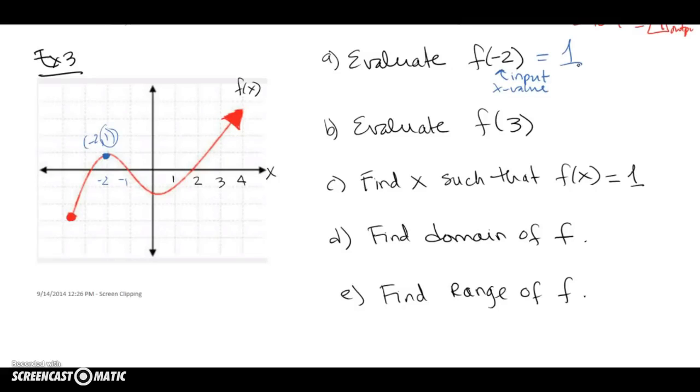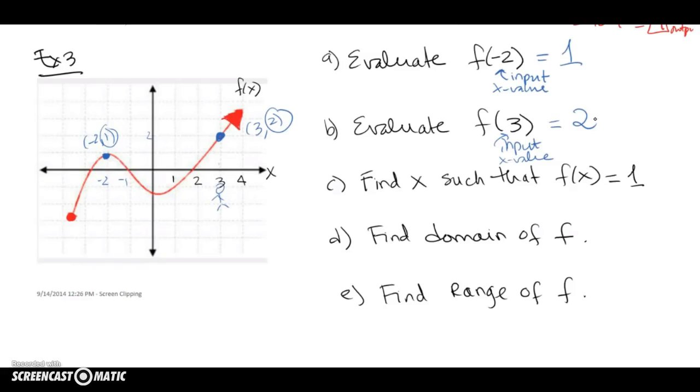Same thing for part B. It says evaluate f of 3. So the input is 3, which means go to the x value of 3. So I'm going to walk over to the x value of 3 right here. And if I walk over there, here is what my graph goes through. The x coordinate 3 and the y coordinate is 2, it looks like. So I have to get the output of 2 and put it there. Input 3, output 2.